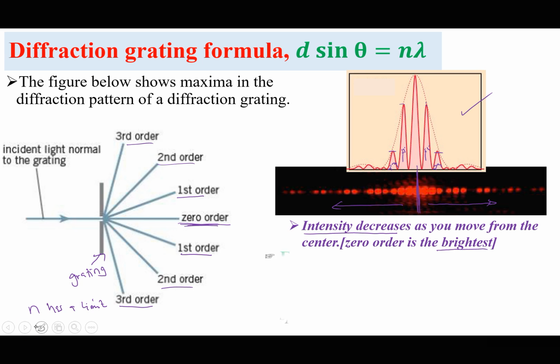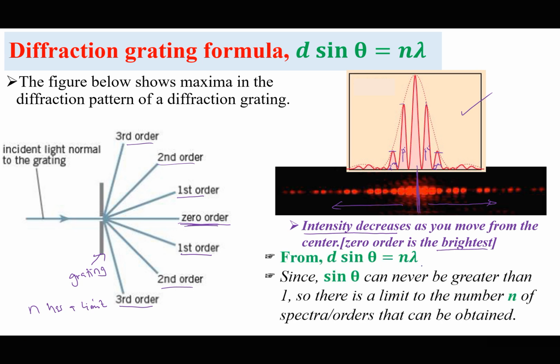And if we look at this equation, d sine theta equals n lambda, mathematically we know that sine theta has a limit. Sine theta can never be greater than 1. The greatest value of sine theta is 1. And when sine theta equals 1, it means theta is equal to 90 degrees. So there is a limit to the number n of the spectra or orders that can be obtained. Because the maximum value of sine theta is 1, when theta equals 90 degrees, it means n is maximum.